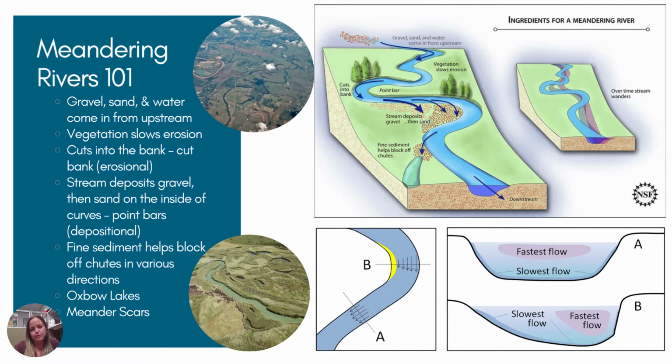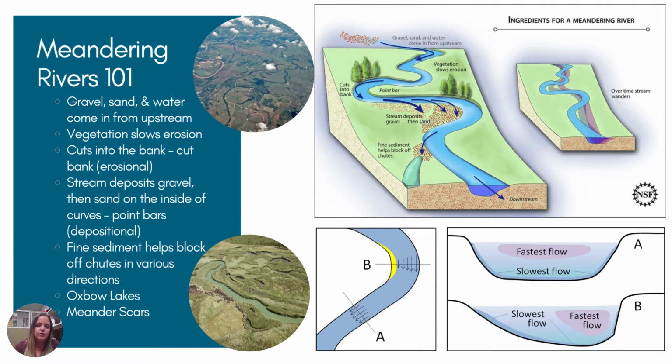Now, with a meandering river, a meandering stream, there are going to be numerous cut banks. It's not just one. It's on the outside of every curve where water is the fastest. So if you look at the diagram on the bottom there, it shows you where fast flow is and where slow flow is.